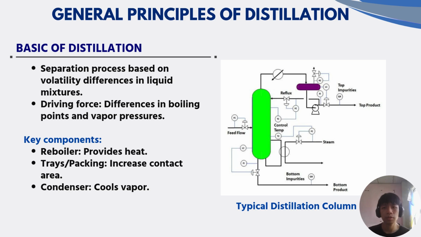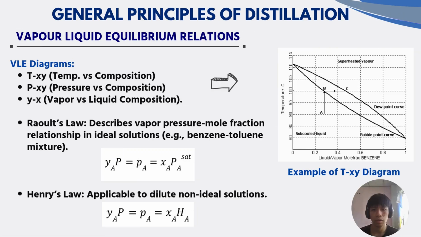Here are some general principles of distillation. First, the basics of distillation. It is a separation process based on volatility differences in liquid mixtures. The driving force of this process is differences in boiling points and vapor pressures. It consists of three key components. They are the boiler to provide heat, trays or packing to increase contact area, and condenser to cool vapor.